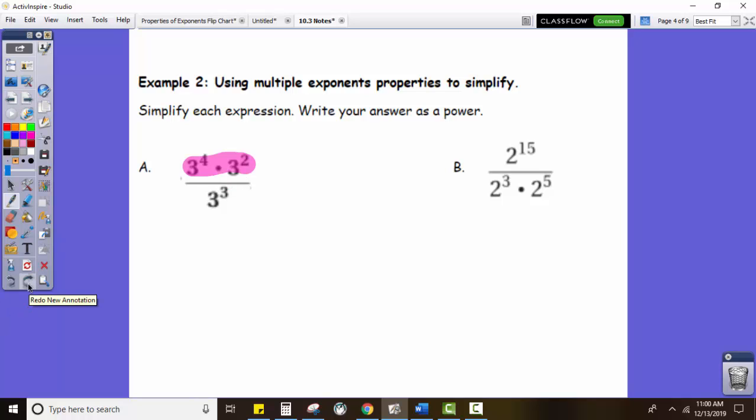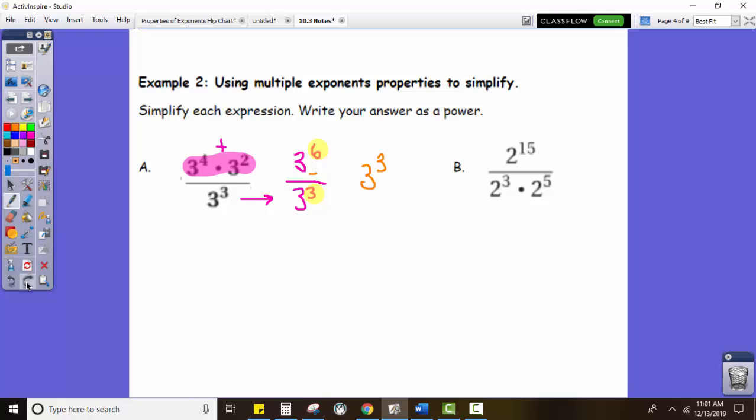So 3 to the 4th times 3 to the 2nd, that's multiplying exponents, so the rule is to add the exponents. 4 plus 2 is 6. So in the numerator, I have 3 to the 6th. Then I'm going to bring over 3 to the 3rd and keep that as the denominator. And now I'm dividing these powers here. So the rule is to subtract the exponents. 6 take away 3 is 3, and my base stays the same, 3 to the 3rd power.